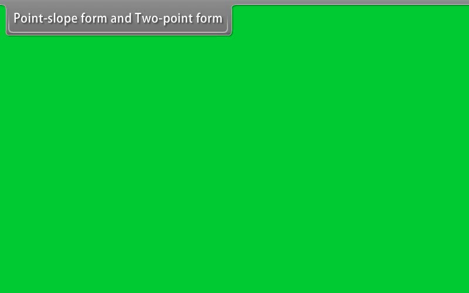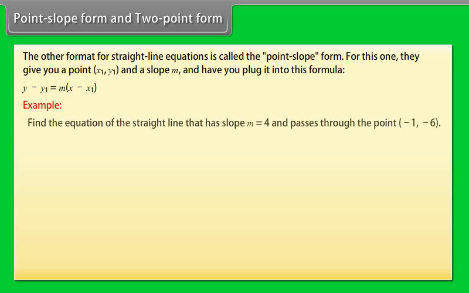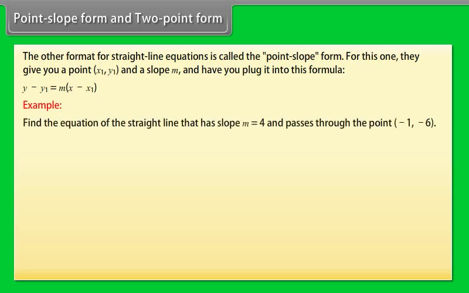Point-slope form and two-point form. The other format for straight line equations is called the point-slope form. For this one, they give you a point (x1, y1) and a slope m and have you plug it into this formula: y minus y1 is equal to m into (x minus x1). Example. Find the equation of the straight line that has slope m is equal to 4 and passes through the point (minus 1, minus 6).